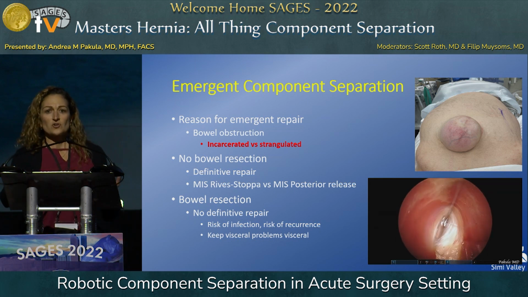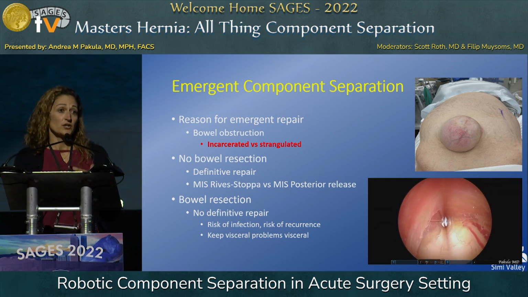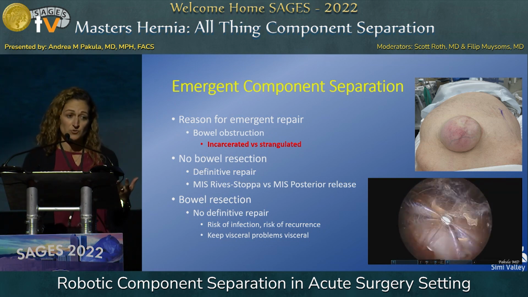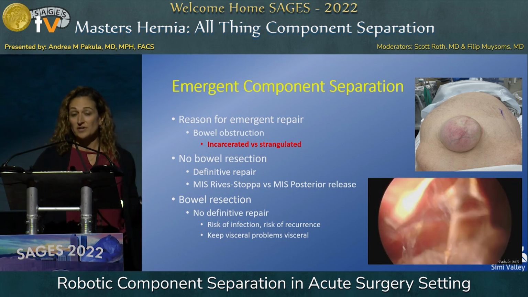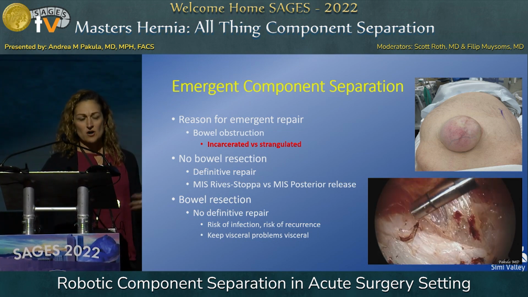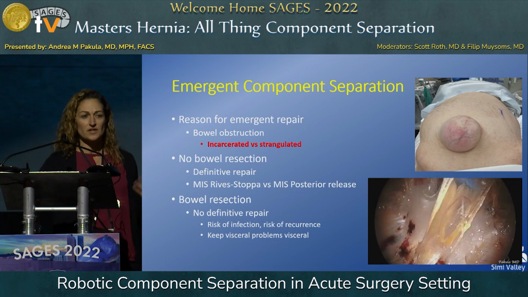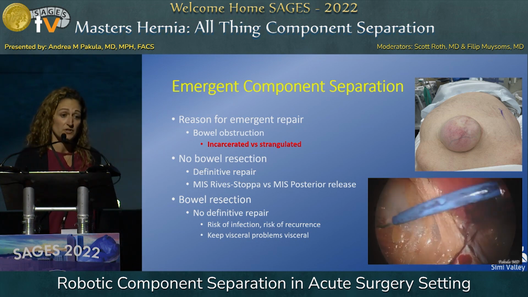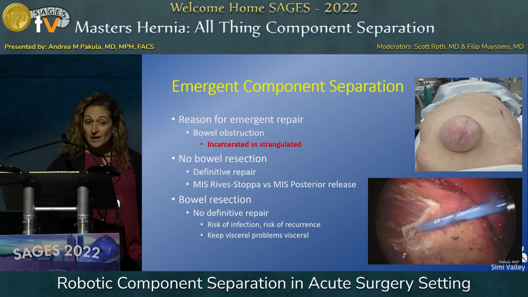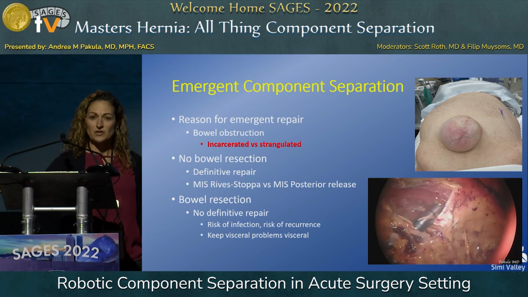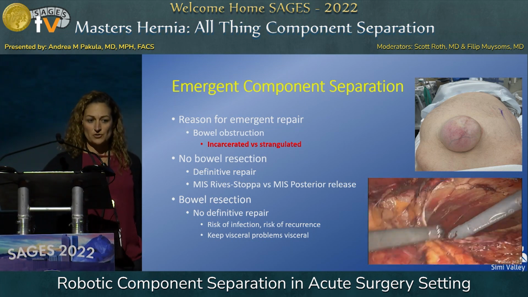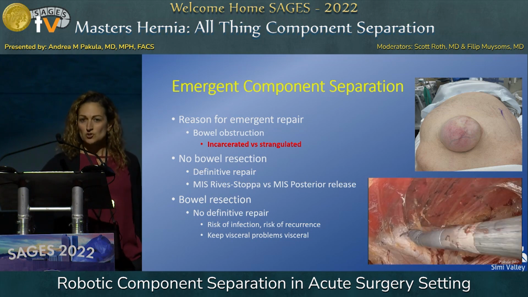So when we think about emergent component separation, the way that I look at these patients is, why are they coming in? What is the reason for the emergent repair? If they're coming in with a bowel obstruction, obviously we're going to look to see, are they incarcerated or strangulated? If they're incarcerated and you can reduce the contents and there's really no other reason, they're not that sick, then absolutely I think it's reasonable to go on and do a definitive repair, looking at an eTEP approach. I had a patient who came in with a complete bowel obstruction but complete bowel viability, and I think that was appropriate in this setting. If you don't have to do a bowel resection, then you can go on to do your MIS release, whether it's a Rives-Stoppa or a TAR.